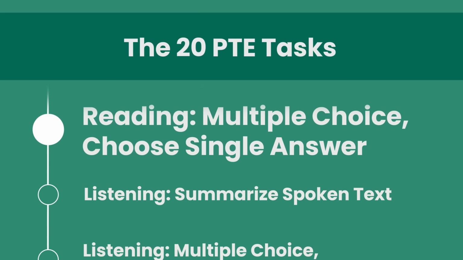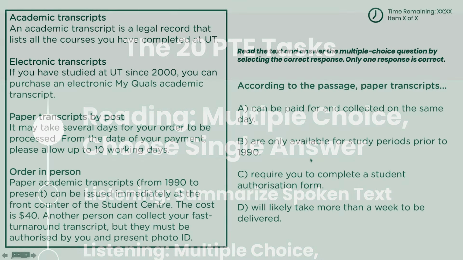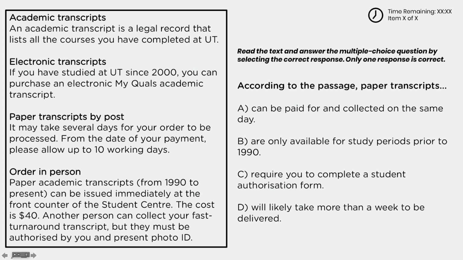Okay, the next reading task is called multiple choice choose single answer, and it's very straightforward. It's a multiple choice question with one answer option that is correct. It's going to ask you for the question prompt, which I'll show you in a second, which is really critical. It is going to ask you to read for a main idea or the gist of the entire paragraph.